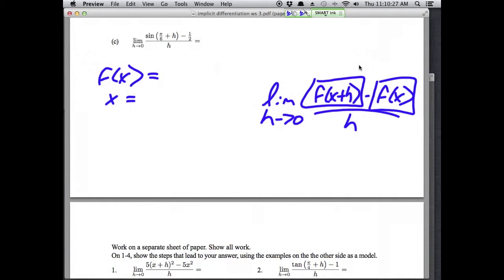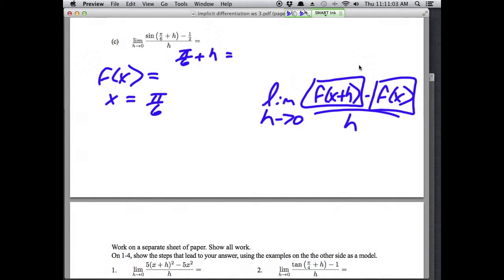So look at f of x plus h, and then look at sine of pi over 6 plus h. What's my x value? What's in place of x up here? Pi over 6 is in place of x, so that means this is pi over 6. So the pi over 6 plus h, I need to replace that with what to get the function? What do we put x plus h in for if we're working this out? If we're finding the limit, what do we usually put x plus h in for?